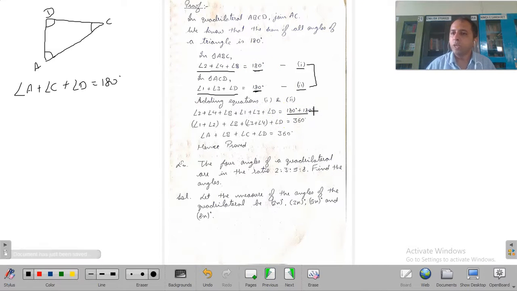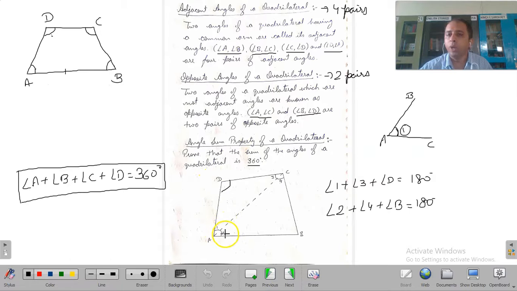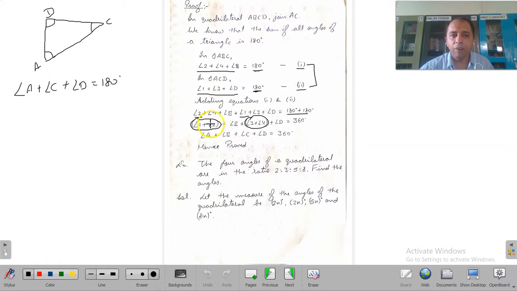So let's rearrange this. We write it like this. Angle 1 and angle 2 we have written together. Similarly, angle 3 and angle 4 we have written together. Now let's observe this quadrilateral. If we add angle 1 and 2, we will get the entire angle A. Similarly, if we add angle 3 and 4, we will get the entire angle C. So in place of angle 1 and 2, we can write down angle A, and in place of 3 and 4, we can write down angle C.